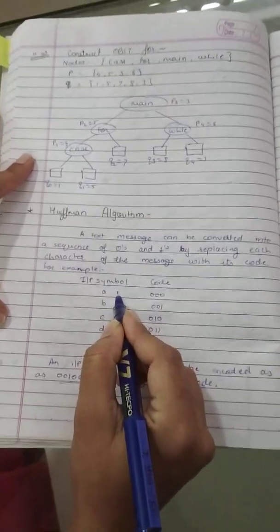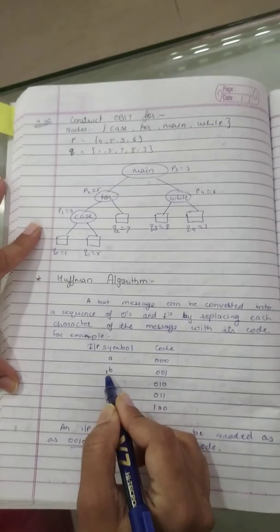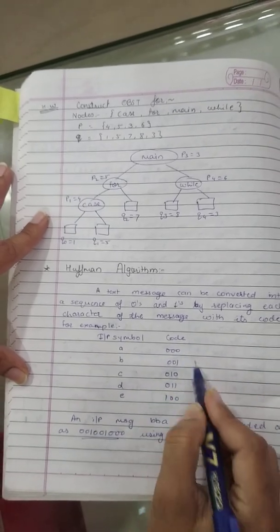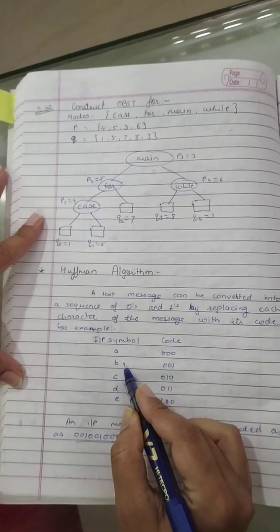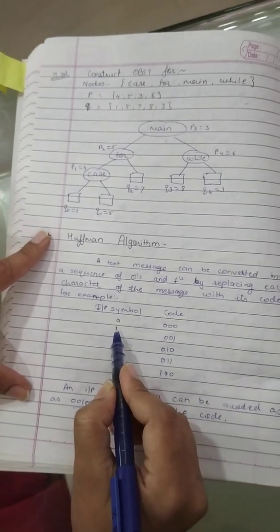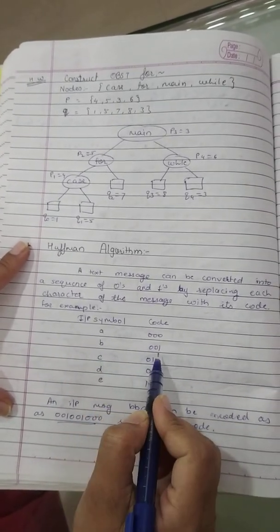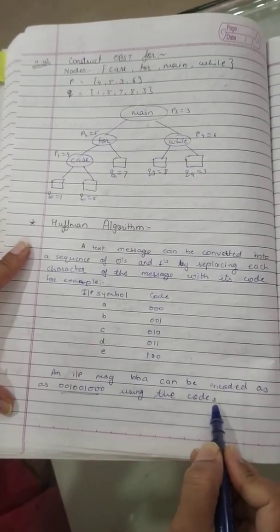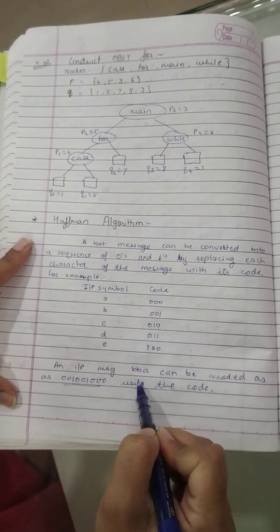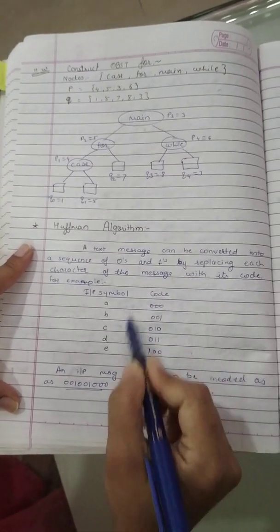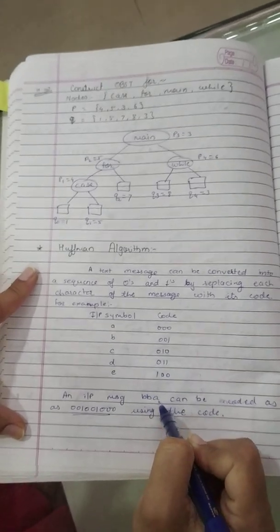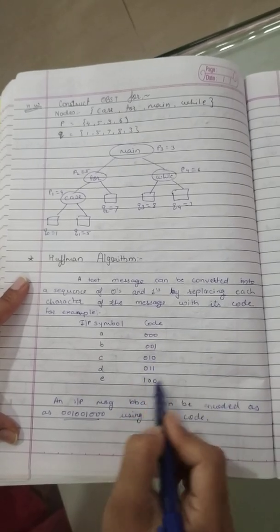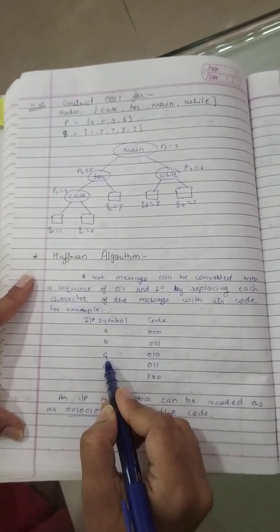The first column shows the input symbol which we want to send from one end to the other end, or which we want to convert into encoded form, and the second column shows the code which is equivalent to that particular symbol. Here, A represents 000, B represents 001, and so on. The input message BBA can be encoded, using this code, as 001, 001 and 000, as per the values of symbols A and B.